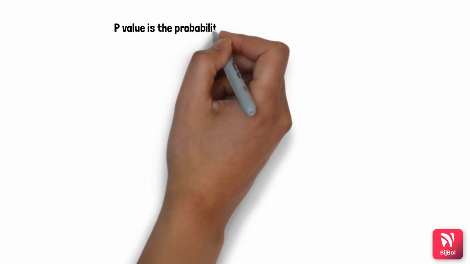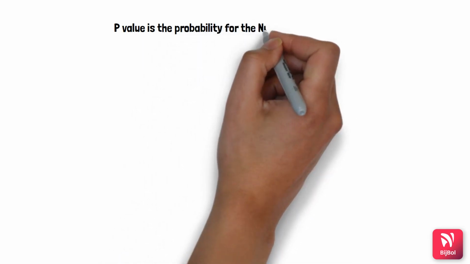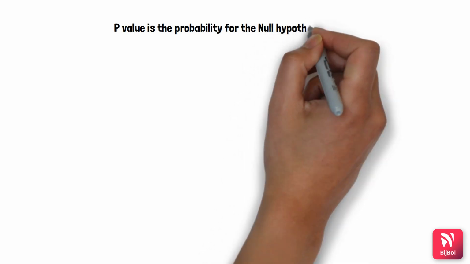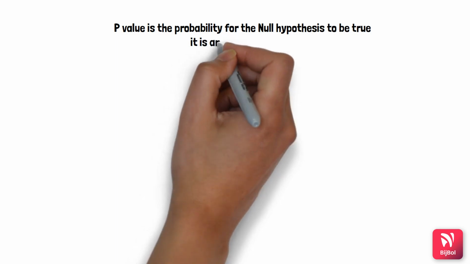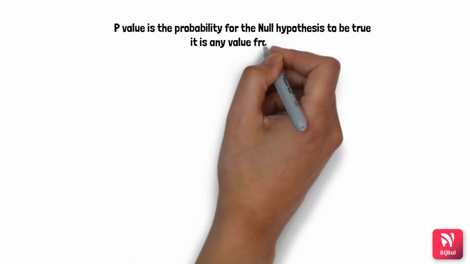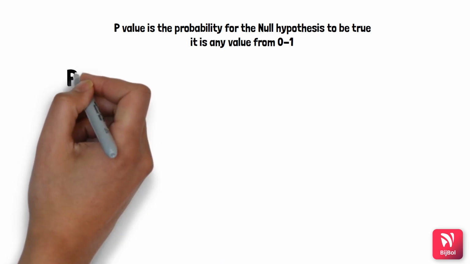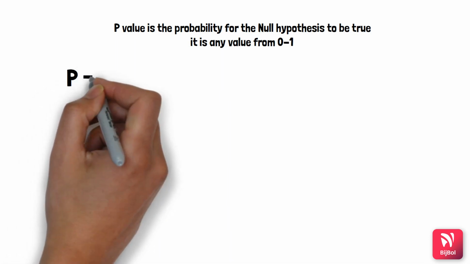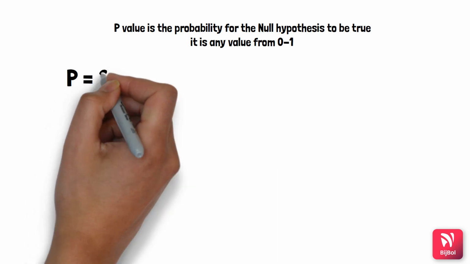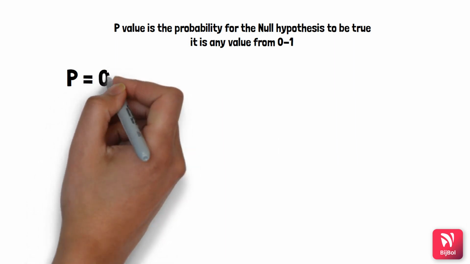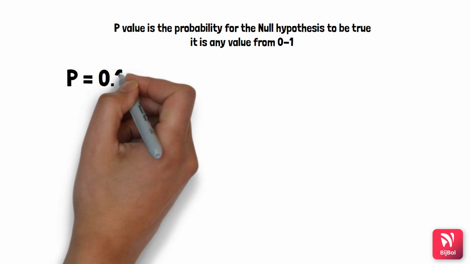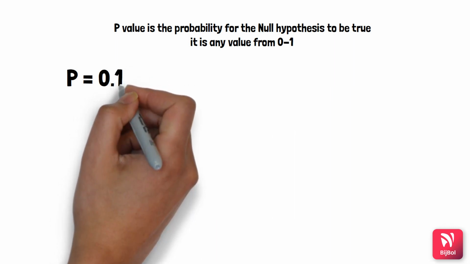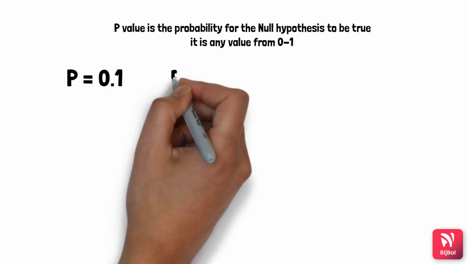What is p-value? P-value is the probability for the null hypothesis to be true. So the entire thing depends on this p-value only. The test which we perform tells us p-value, and based on this p-value we either reject or accept the null hypothesis. Now this can range from any value between 0 to 1. Now for example, if p-value is 0.1, what does that mean? If I repeat an experiment 100 times, 10 out of 100 times my null hypothesis will be true.